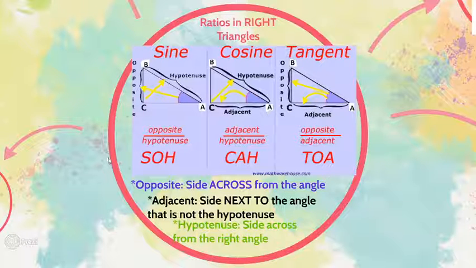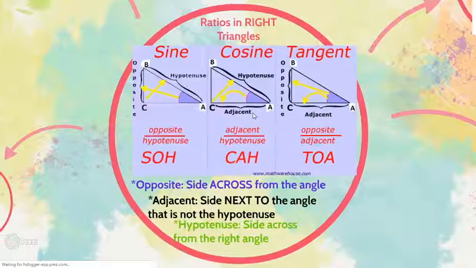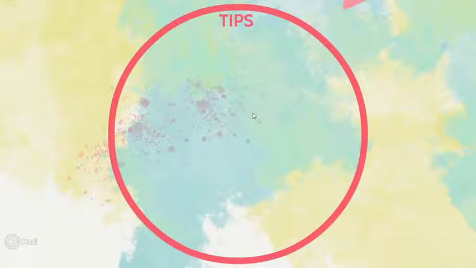Hopefully that acronym will help you remember the ratios. So again, sine is opposite over hypotenuse, SOH. Cosine is adjacent over hypotenuse. Tangent is opposite over adjacent. It's just a little acronym to help you remember the ratios. So don't forget it. Well, let's get started on example 1.